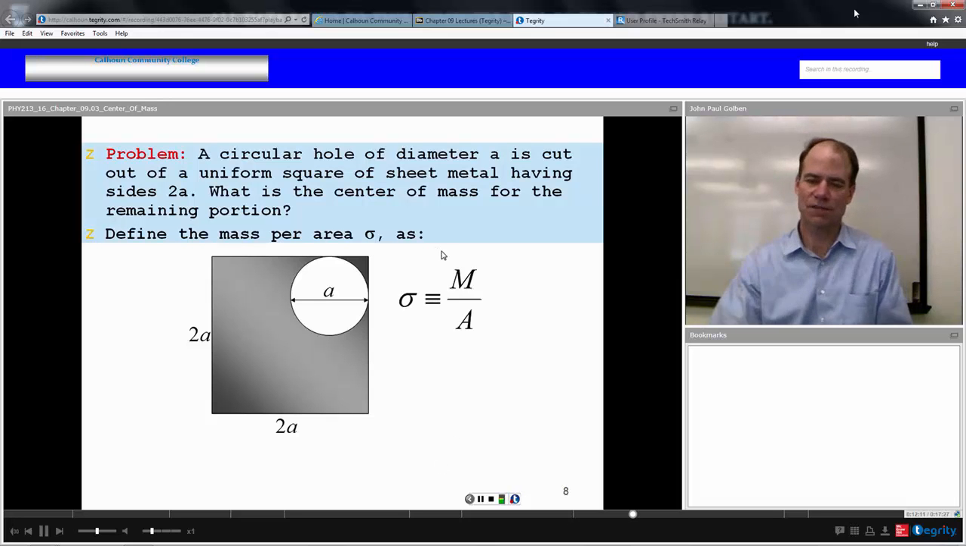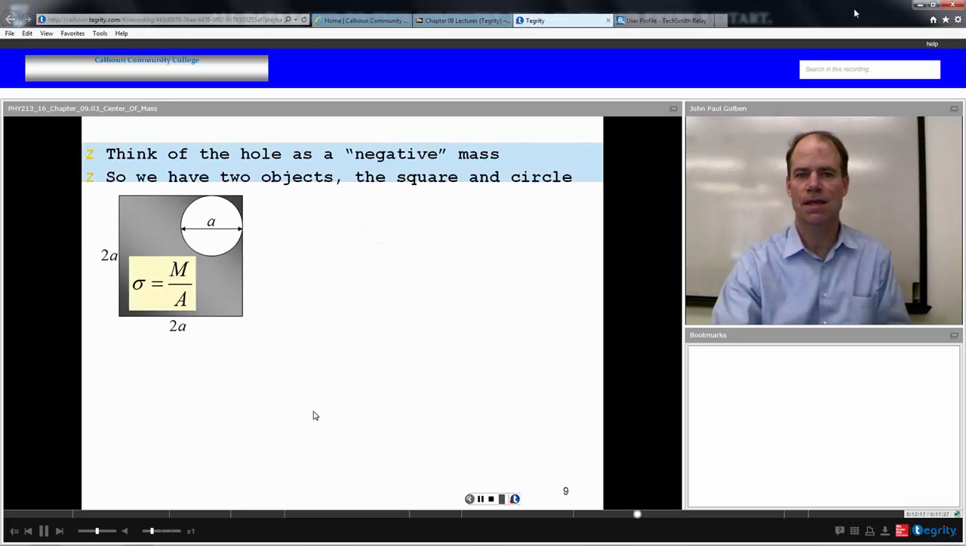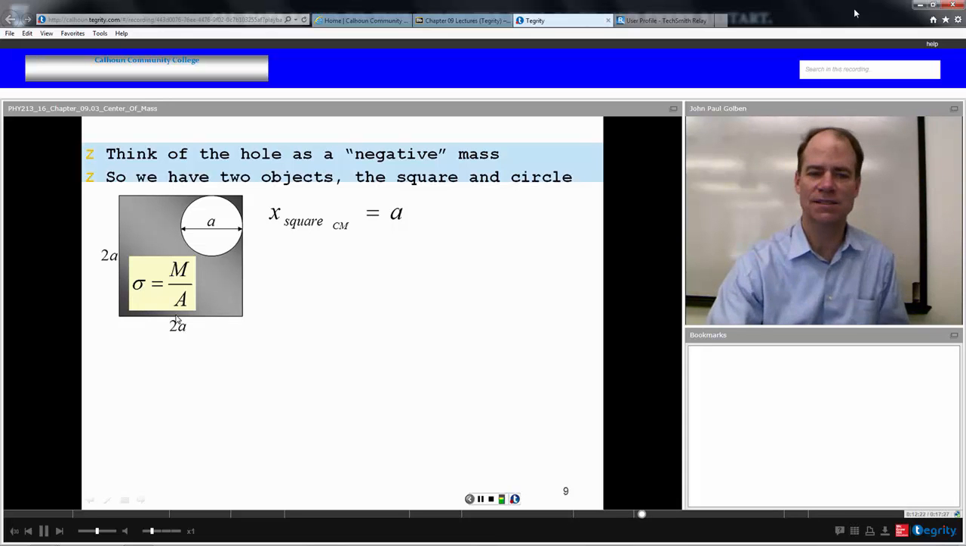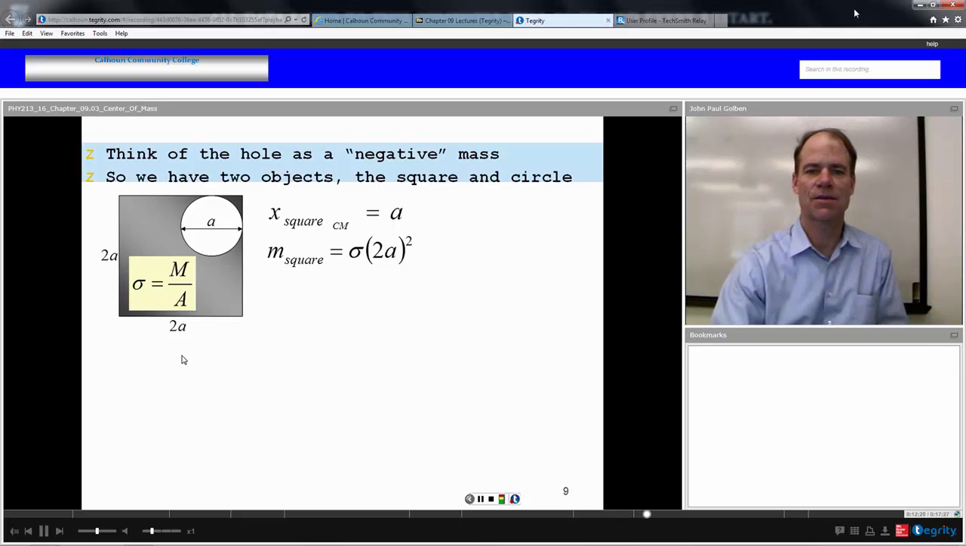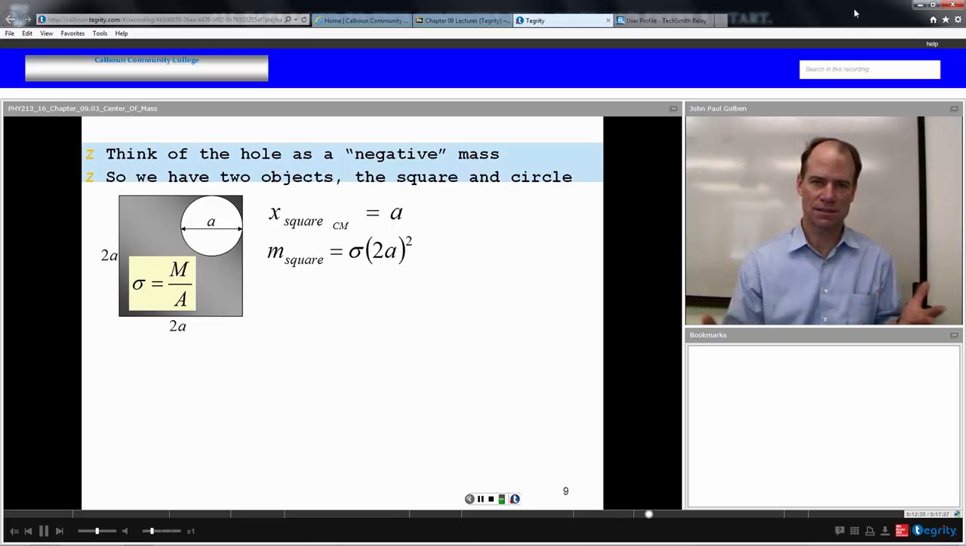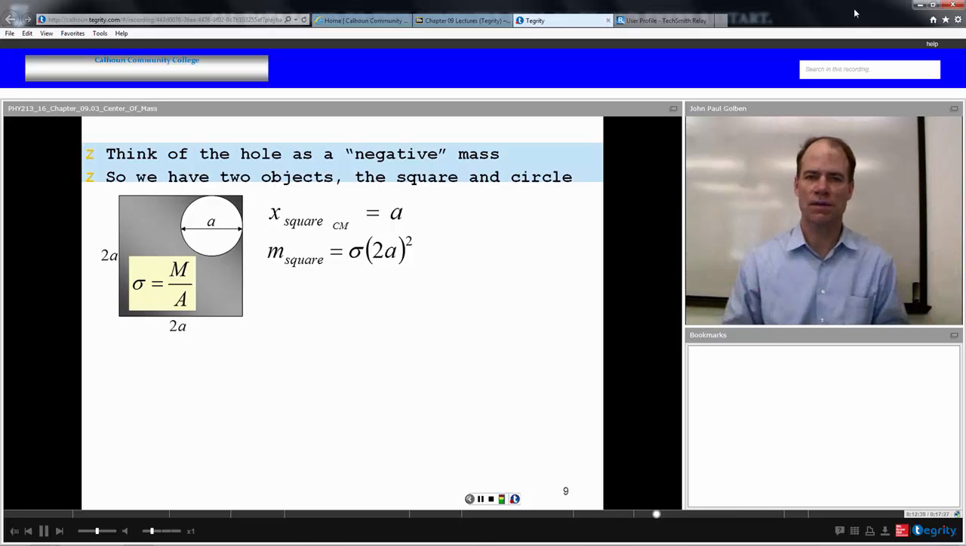So we'll define the surface density of mass per area as being sigma. If we look at the square, the location of its center of mass is at x equal a, because the edge is 2a. And the mass of the square is going to be its surface density, mass per area, times the total area of the square. It's going to be 2a times 2a, which is 4a squared, times sigma. And that will give us the mass of this square. So we have the location of the square and the mass of the square for our first object.